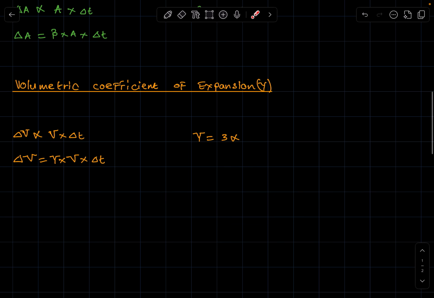And then of course we get the volumetric coefficient of expansion. The symbol thereof is this one, which we know as gamma. It's a funny looking Y. It is known as gamma.